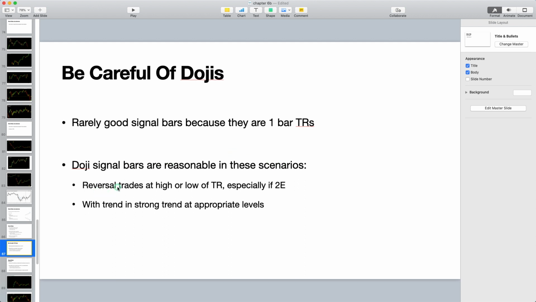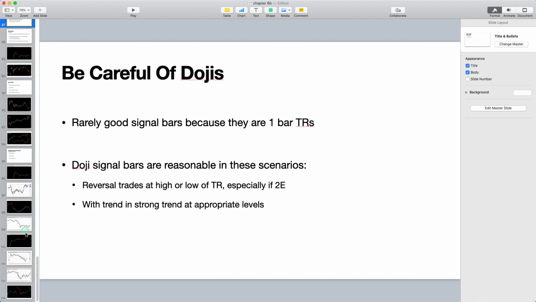So reversal trades at highs or lows of trading ranges, especially if they're second entries. Because the larger trading range trumps the smaller trading range. So if we're high in an overall trading range, having a doji at the top of that as a reversal is okay because the overall context is that we're high in a trading range. So we should revert at least to the middle. And with trend in strong trends at appropriate levels, dojis can be with trend entries if the context is appropriate.